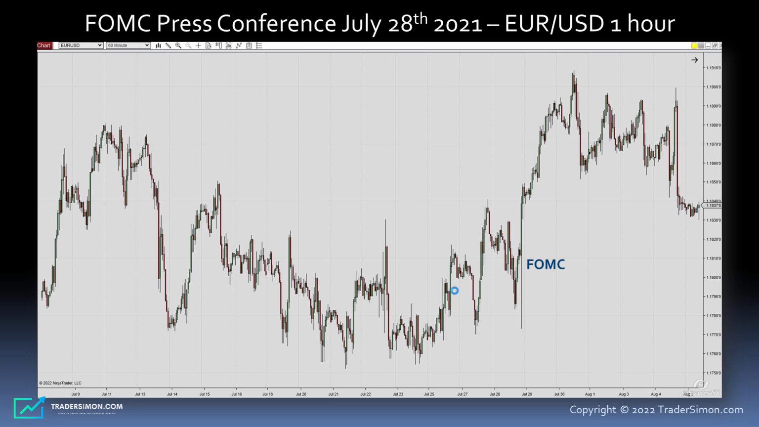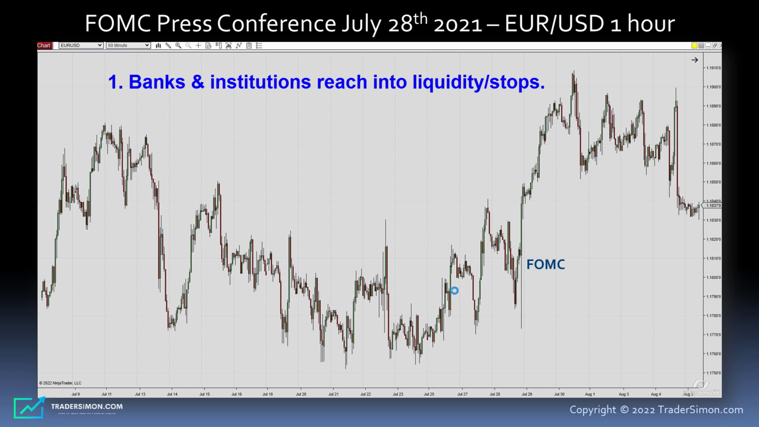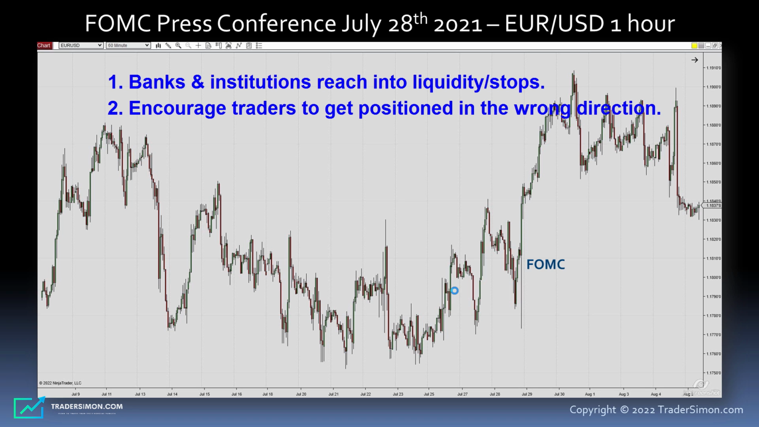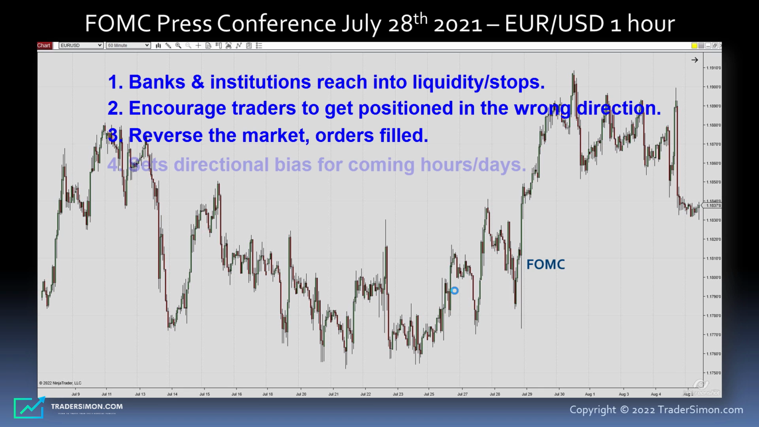And that's it. That's a year's worth of FOMC statements. So it's pretty obvious what happens every time. The banks and the institutions reach into liquidity. They get everyone going the wrong way. They reverse it. They've got their orders filled. And that sets a bias for the coming hours and even the coming days.